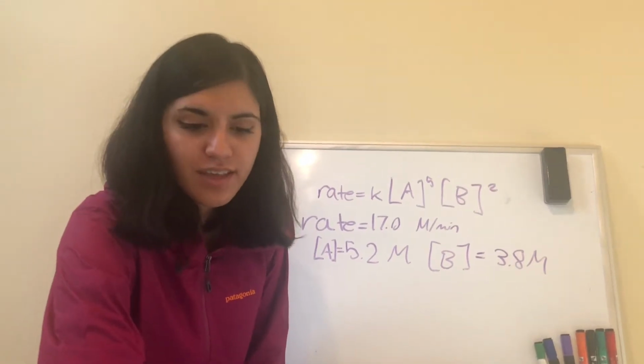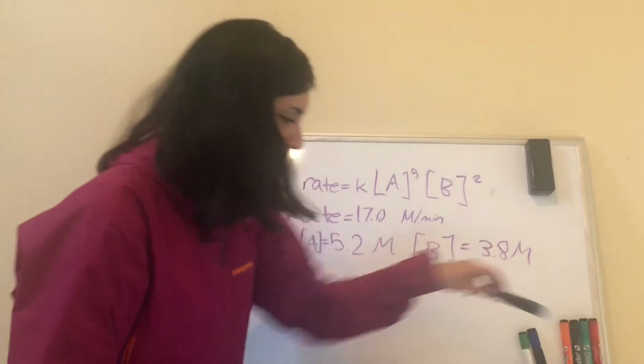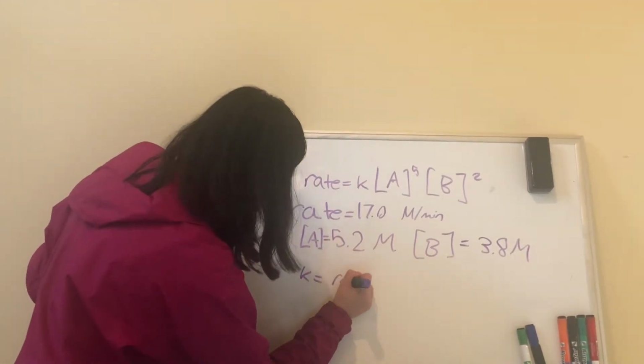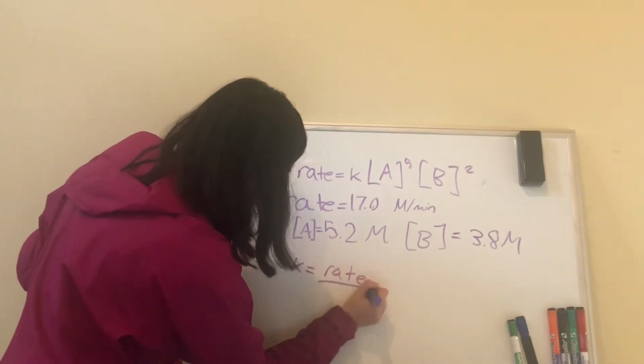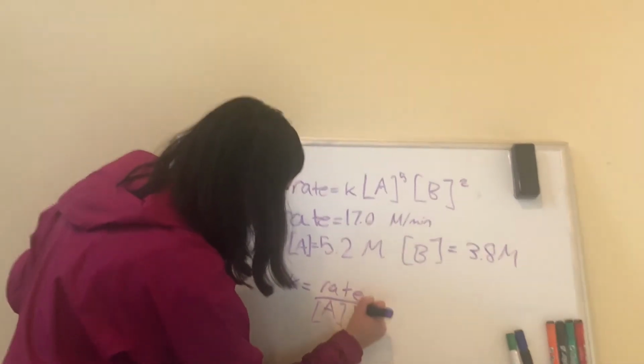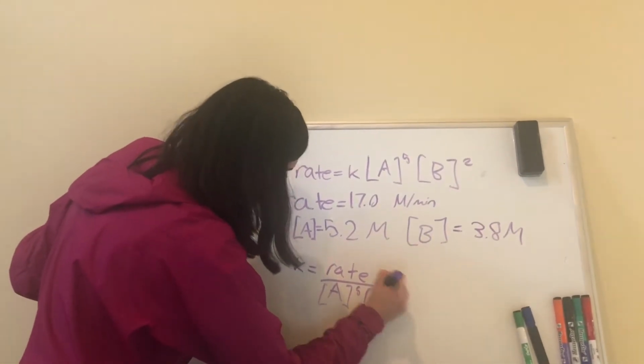To find the numerical value of k, you can use this formula. So the formula is k is equal to the rate over the concentration of the reactants, so in this case, concentration of A to the 5th and B to the second, because that's our reaction order.